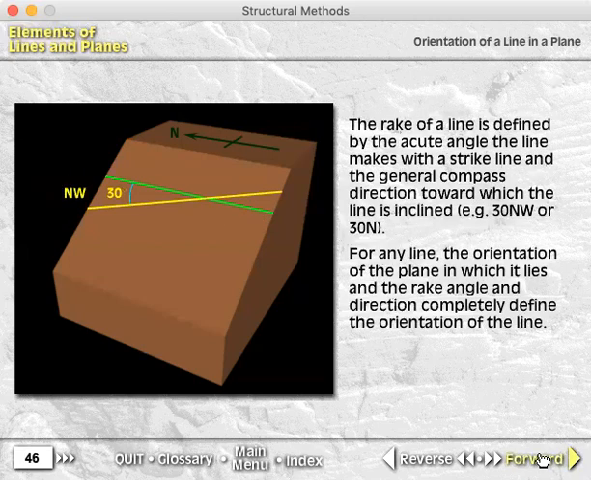The rake of a line is defined by the acute angle the line makes with a strike line and the general compass direction toward which the line is inclined. For example, 30 northwest or 30 north. For any line, the orientation of the plane in which it lies and the rake angle and direction completely define the orientation of the line. And again, this is just something in the field that a geologist would record if they recognized a consistent trend of a line that's been created within a plane by a variety of geological events.